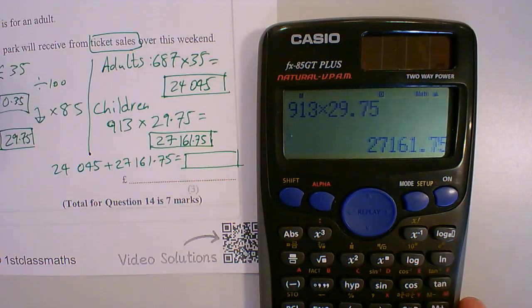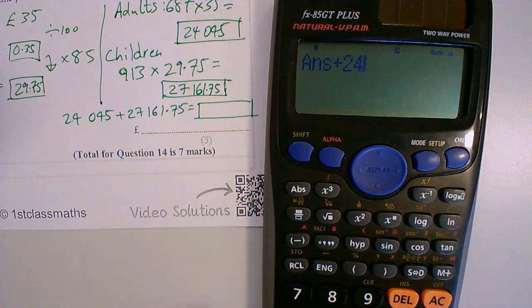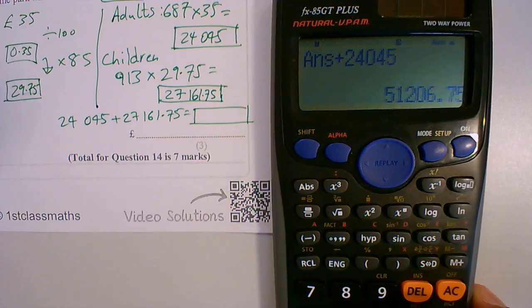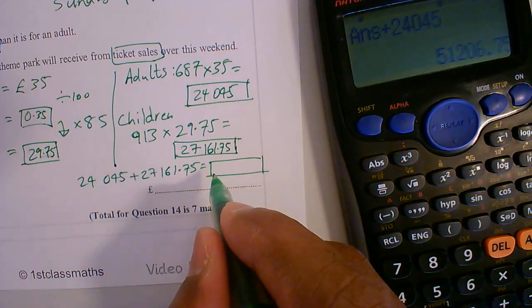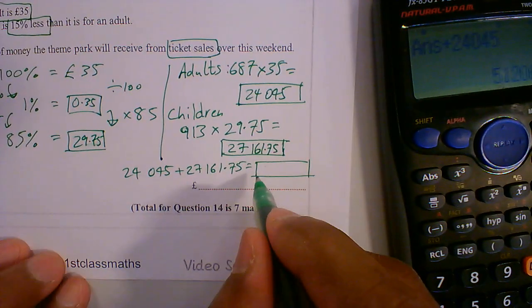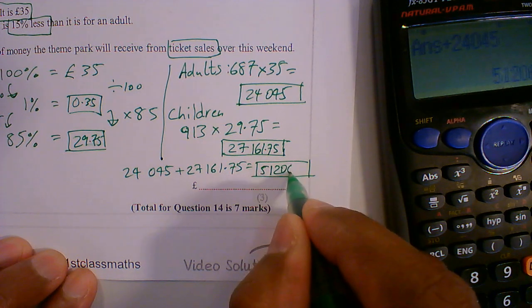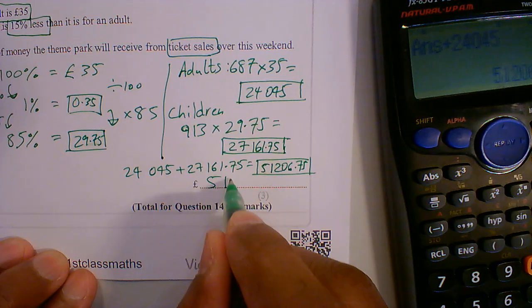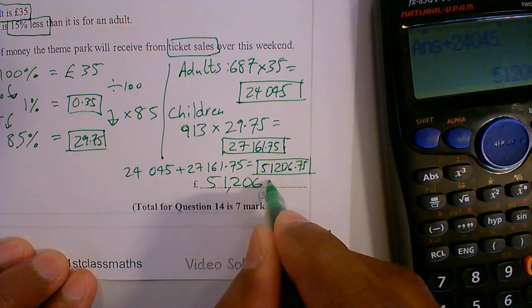So I've got that number already on the calculator, 27161.75. So I just add 24045. That gives me 51206.75. And I can write this more clearly on here, 51206.75.